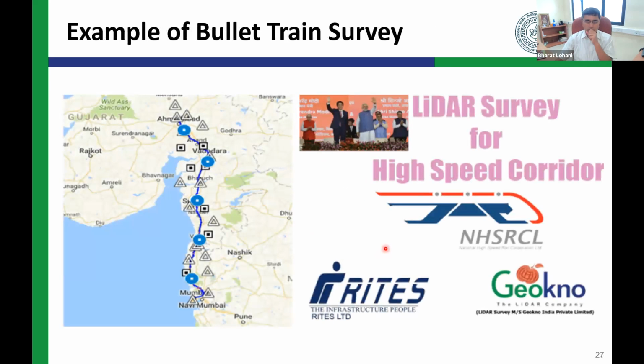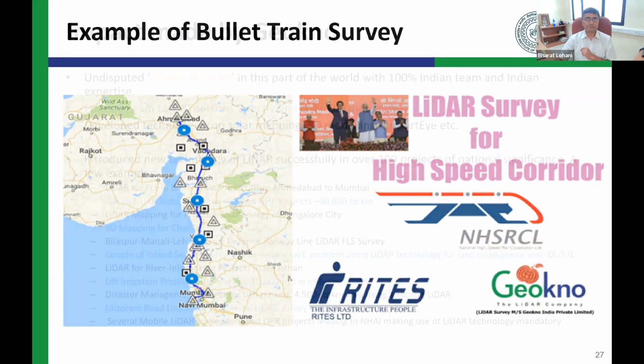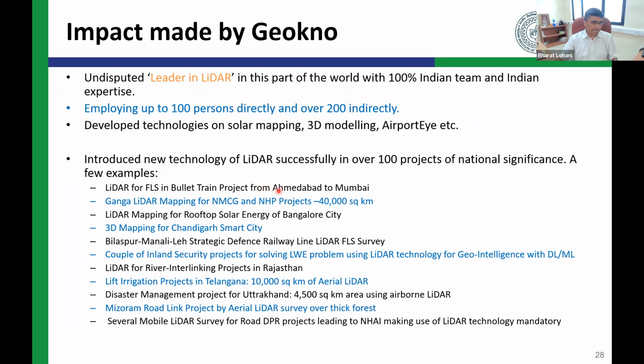I'm not going to go into this particular video, but if you are interested, you can search for it on YouTube. Our company did wonderful work on the Mumbai to Ahmedabad LiDAR survey of this entire area. The National High Speed Rail Corporation liked the technology and our solution so much that many high-speed corridors in India are now being done with the same technology. So that's the list, and of course, there are so many other things the company has done.